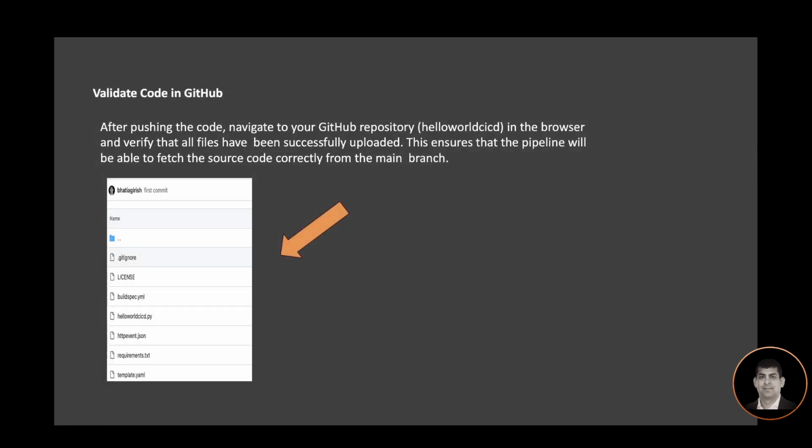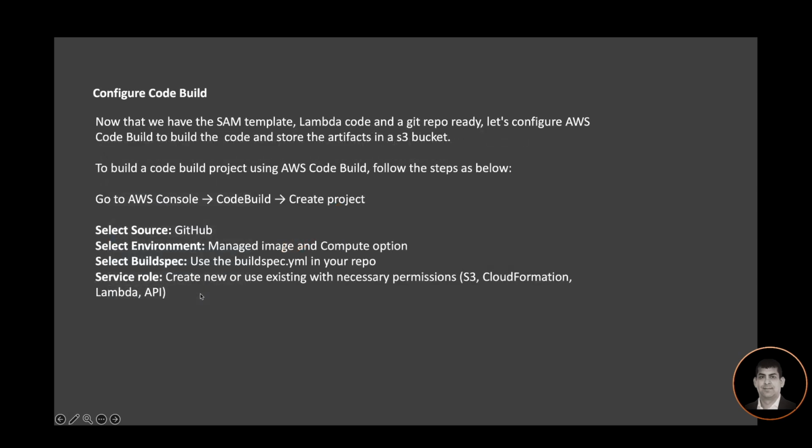Now after pushing the code, navigate to your GitHub repo in the browser and verify that all files have been successfully updated. This ensures that the pipeline will be able to fetch the source code correctly from the main branch. And this is how it looks in my GitHub repo.